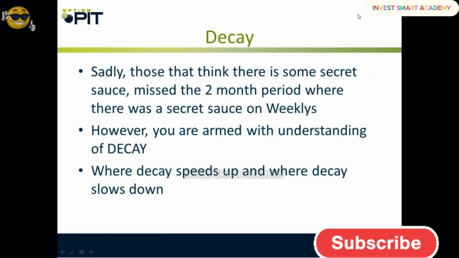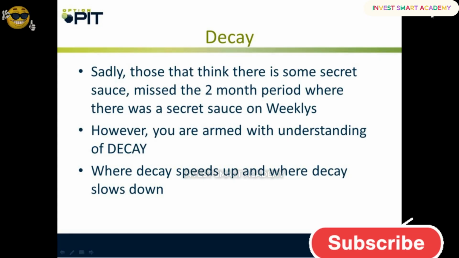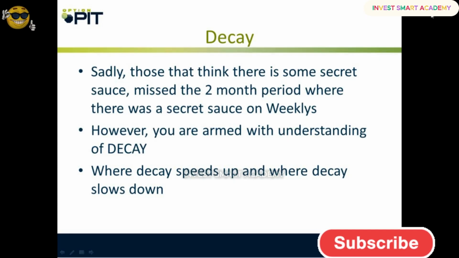Now, sadly, those that think there's some secret sauce missed the 2-month period where there was a secret sauce on weeklies. However, you guys in particular are armed with the understanding of decay, where decay speeds up and where decay slows down. You remember that whole discussion on decay that I went through in the free weekly class?